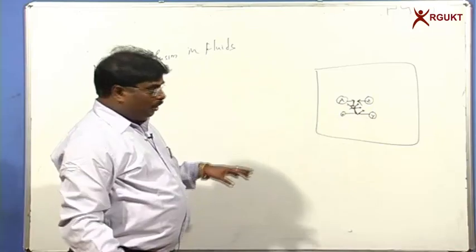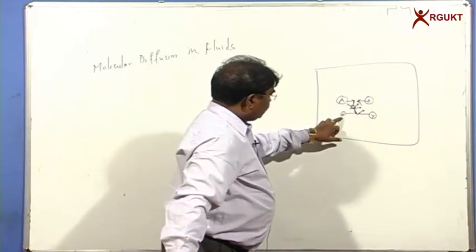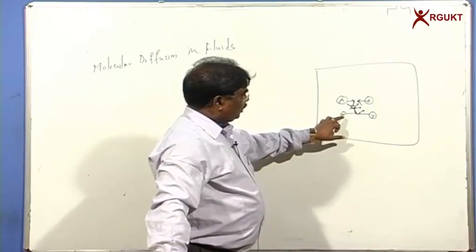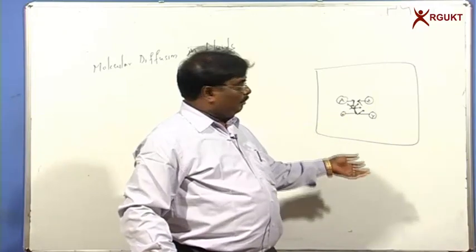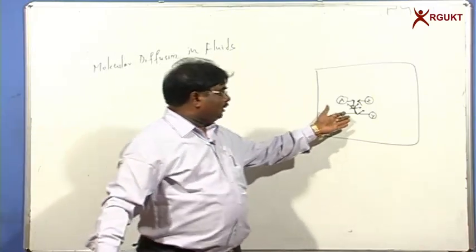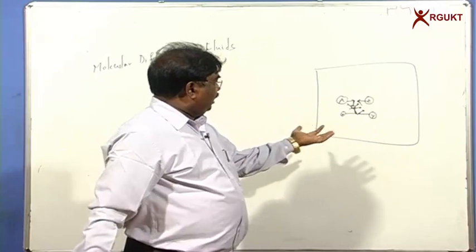it can go. So what I want to tell you, the molecules are always moving from one location to the other location. When they are moving from one location to the other location, there may be a collision between the molecules, and when these collisions occur, there may be a change in the direction, there may be a change in the velocity.